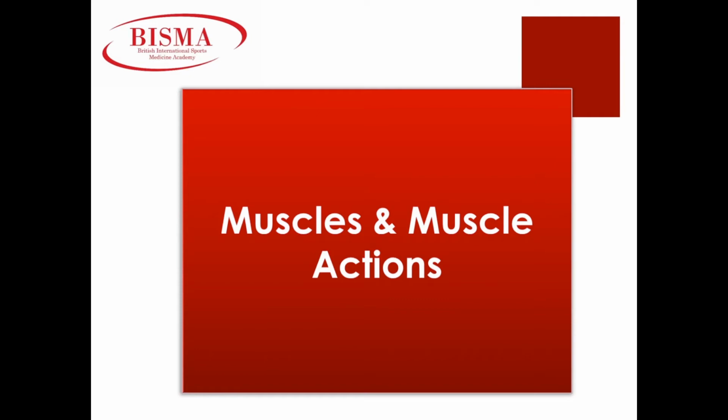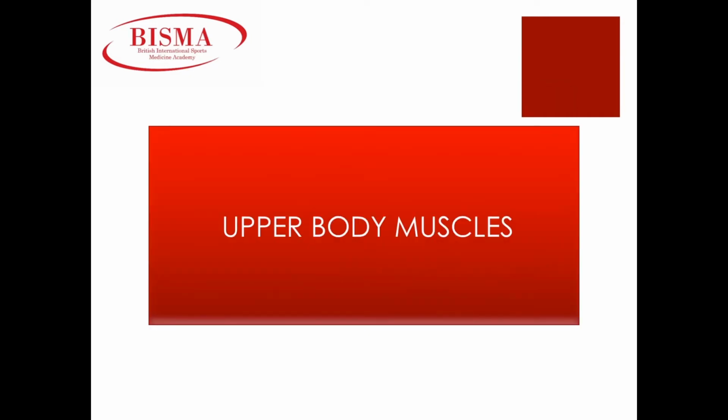Muscles and muscle actions. Let's begin with our upper body muscles. Do you remember the names of the muscles within the upper body that you learned at level 2? As we go through the muscles, make note of the origins, insertions, and the joint actions that will result when the muscles shorten or contract. When a muscle contracts, the insertion moves closer to the origin.